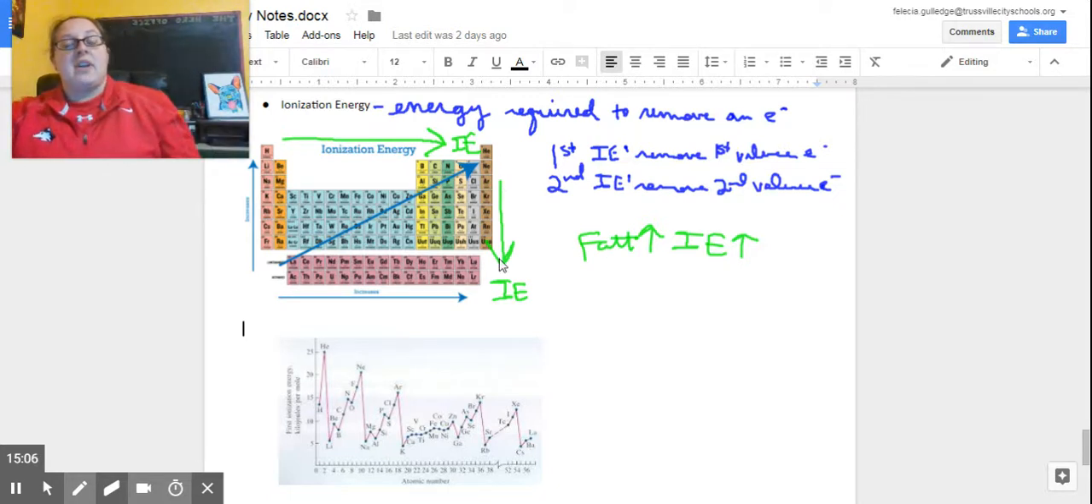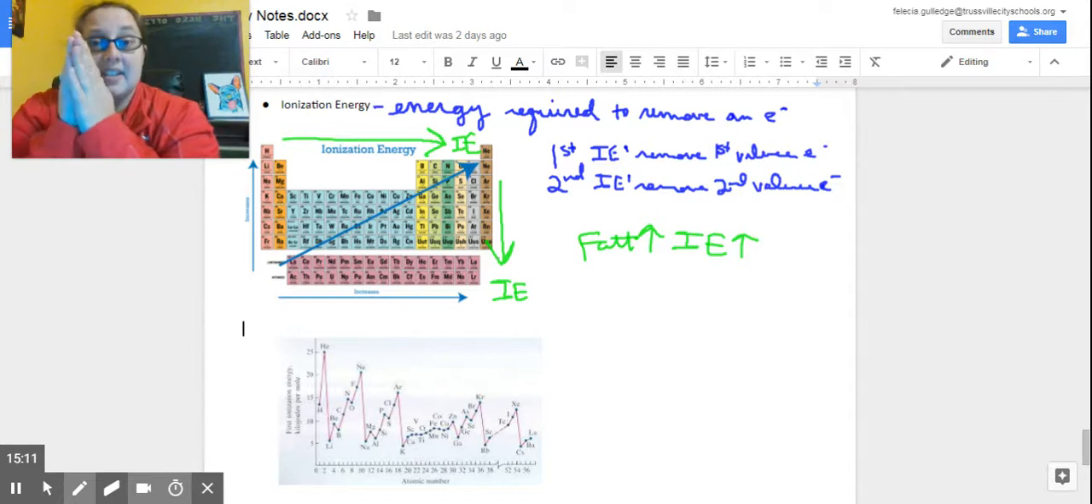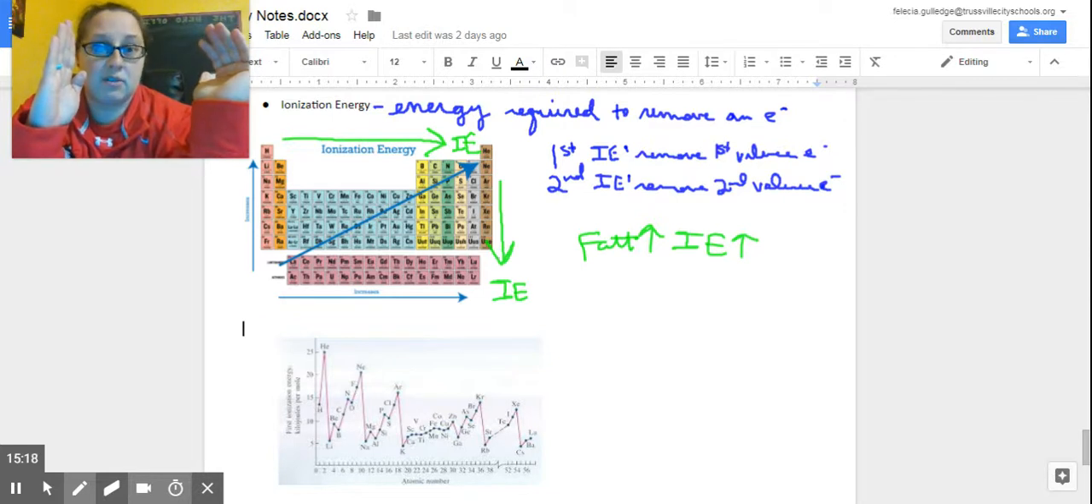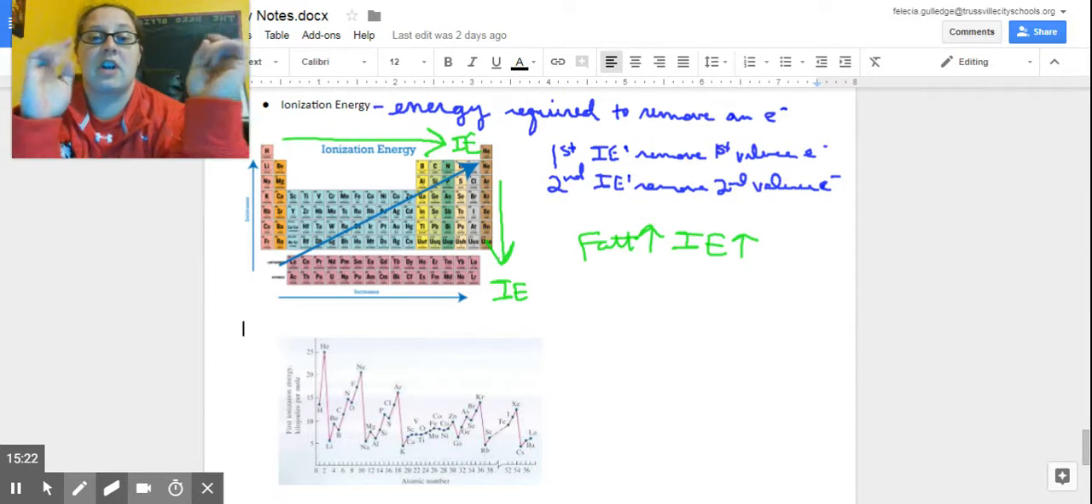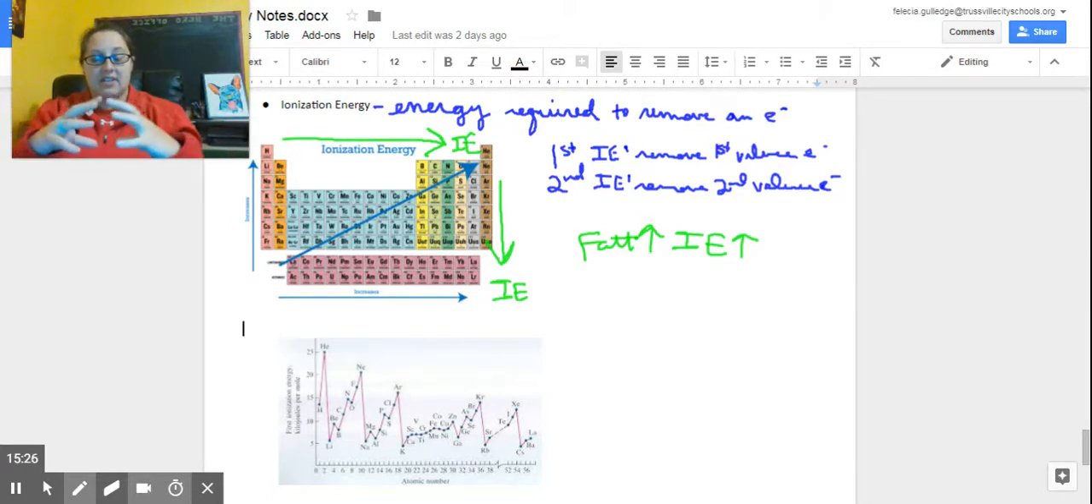Now let's talk about if we go down. Well, if we go down the periodic table, what's happening? The distance between the nucleus and the valence electrons has increased. What does that do to force of attraction? Well, if that distance has increased, my force of attraction goes down. And think about it. If my force of attraction goes down, those electrons are not very tightly held together.